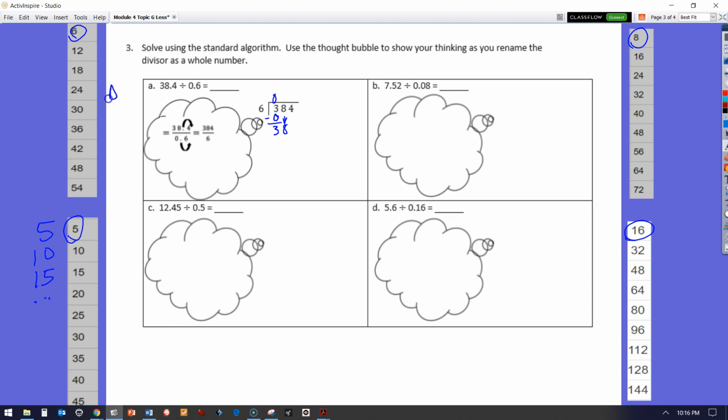Remember the steps. I'll write them out here. Division, multiplication, subtraction, bring down, repeat. We went through all of those steps once. Now let's do it again, repeating everything.